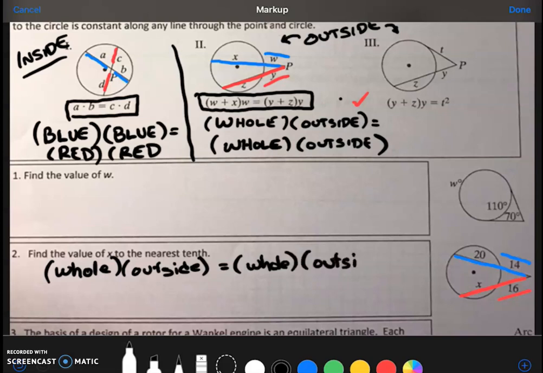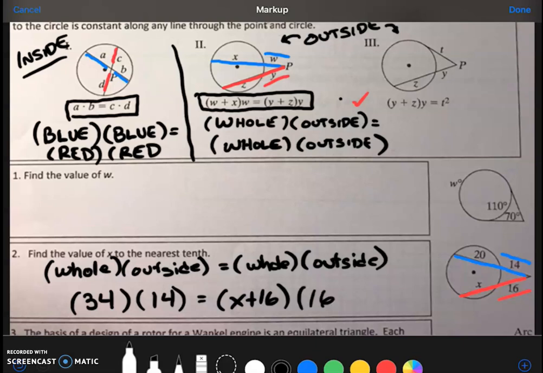And let's look at this picture again. The whole line in blue is 20 plus 14, so that is 34, times the outside portion, which is 14, is equal to the whole line in red, which is x plus 16, times the outside portion, which is just 16. And then you would do the distributive property here and then solve for x. You do your basic algebra. Remember, this is multiplication here. I don't have the calculator with me right now, so I can't calculate what this is equal to, but you would go about and solve for x. All right.